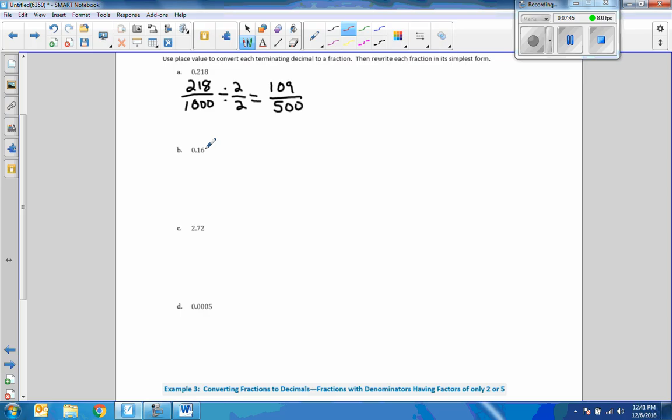B, 0.16. That is 0 and 16 hundredths. Okay, 16 over 100. They're both even. Divide by 2. 16 divided by 2 is 8. 100 divided by 2 is 50. Okay, we still have an even over an even. We can divide again by 2. 8 divided by 2 is 4. 50 divided by 2 is 25. We cannot reduce that any further. This is our answer.